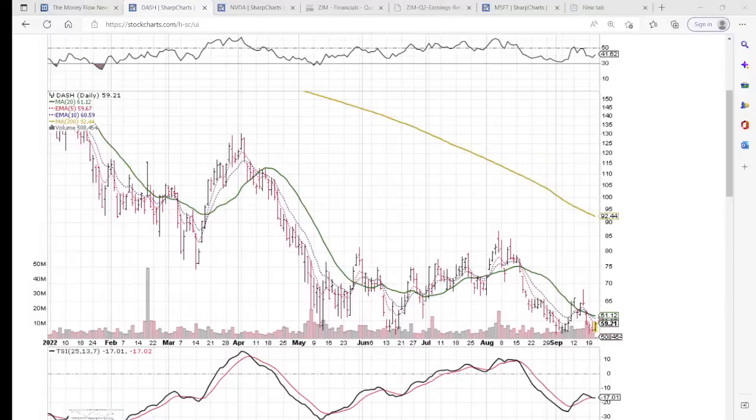Let me check on the market. Looking at Dash here, forming a bottom. Almost every stock seems to have the same chart pattern, right? Interesting. Uber's been holding while the market's been going down. Now the market looks to be stabilizing and Uber's going down. So much for that correlation, right?